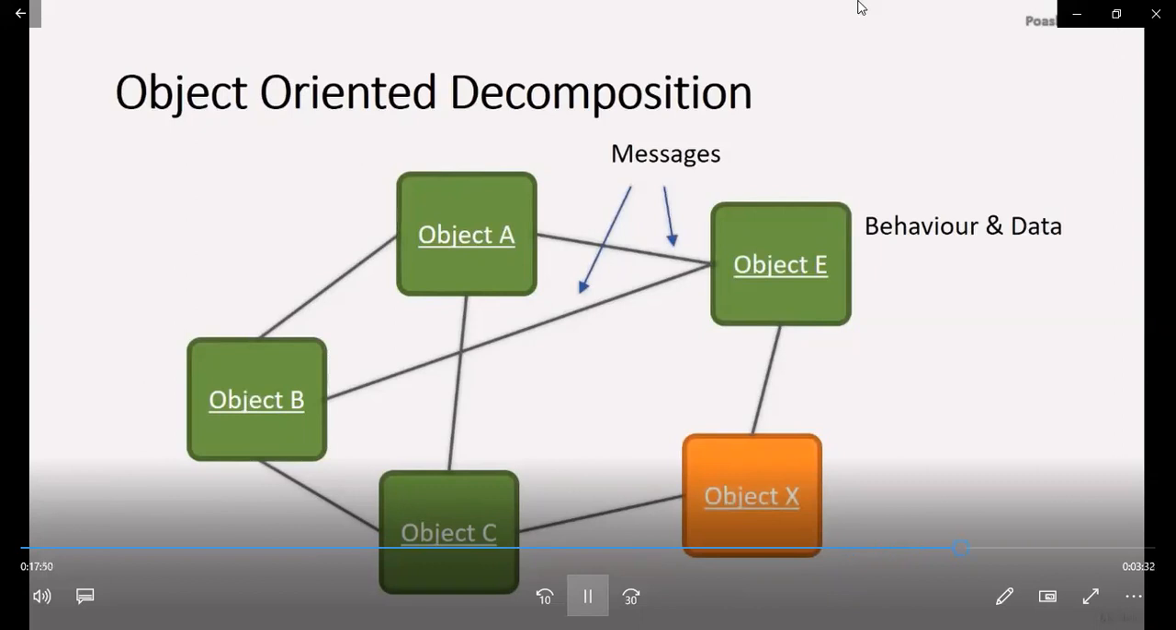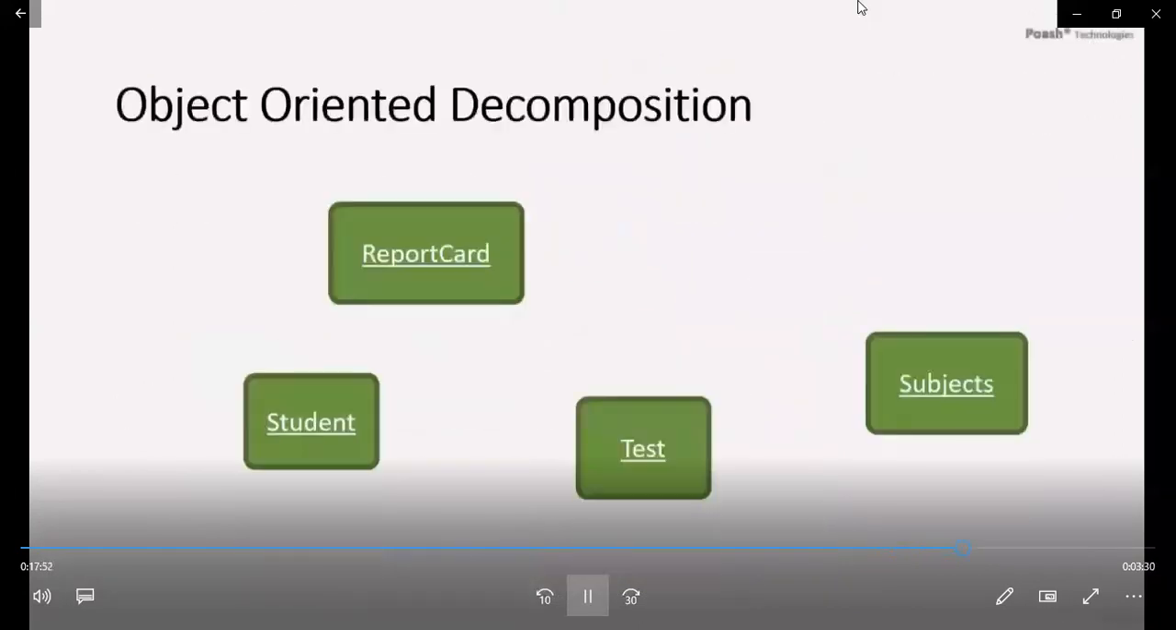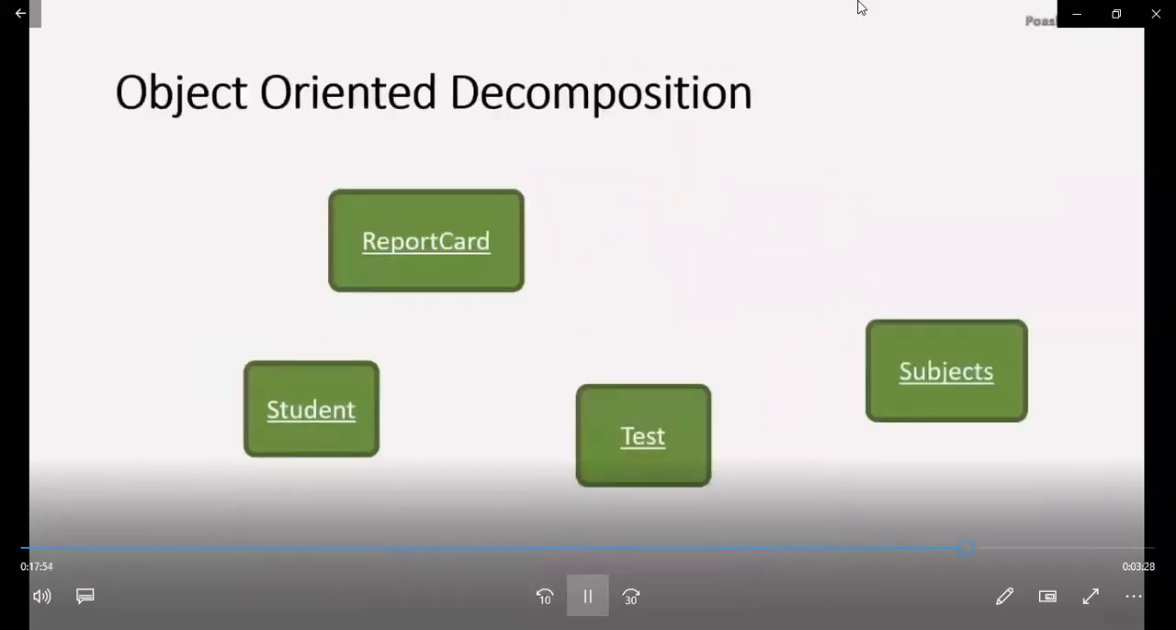Now, whatever things we have done, let's apply object-oriented decomposition to the problem that we were working on earlier. So we want to create software for tutors, and the first thing we will do is find out the key objects in the problem domain. The key objects would be the report card, the student, the test, and the subject.